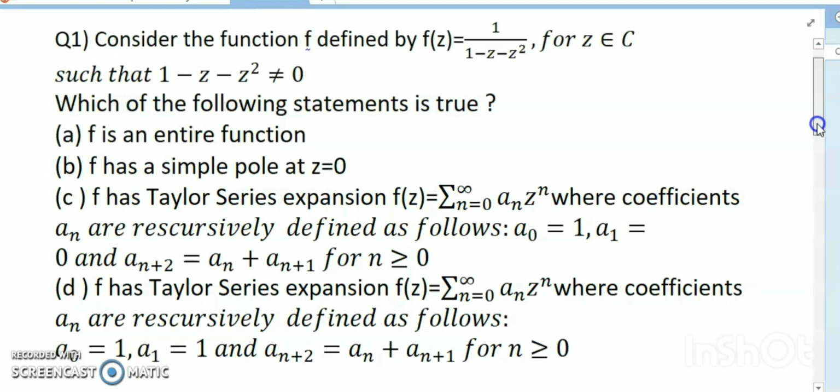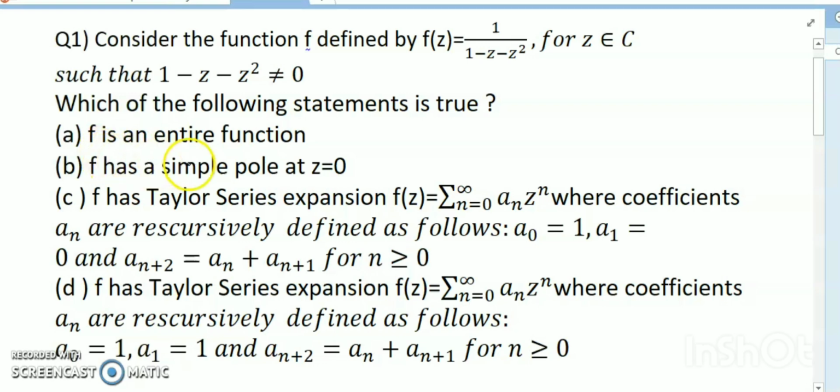Today's discussion is complex analysis. Consider the function f defined by f(z) = 1/(1 - z²) for z belongs to C such that 1 - z² does not equal 0. Which of the following statements is true?